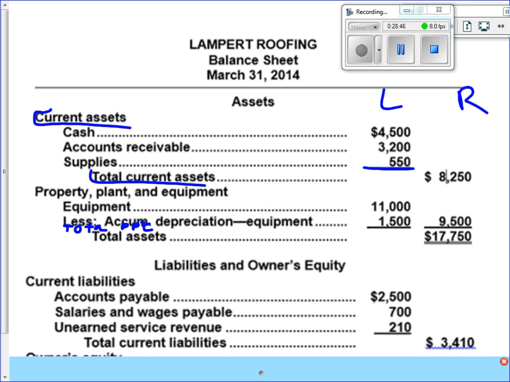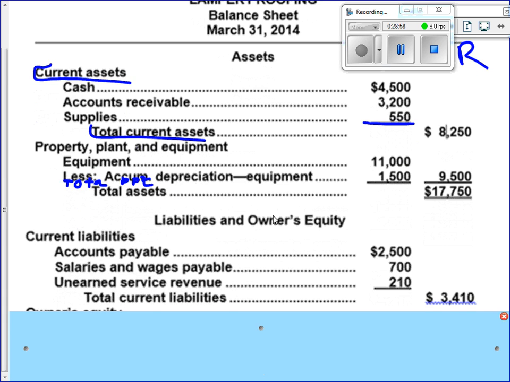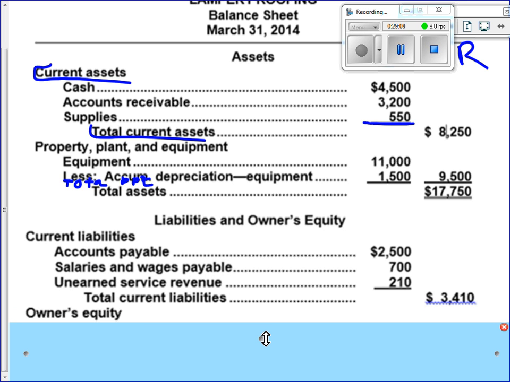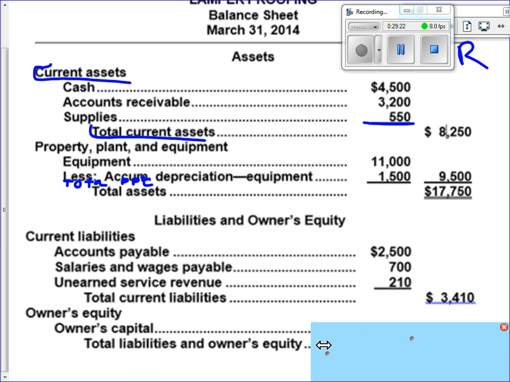What would come next? That's not even on here. Before we get to owner's equity, what would come next? Yeah, long-term liabilities, but we decided there are none. At the end, we'll get to owner's equity. And what's the only account that's going to show up under there? Owner's capital. You can go ahead and put those in, and let's try to find the number.